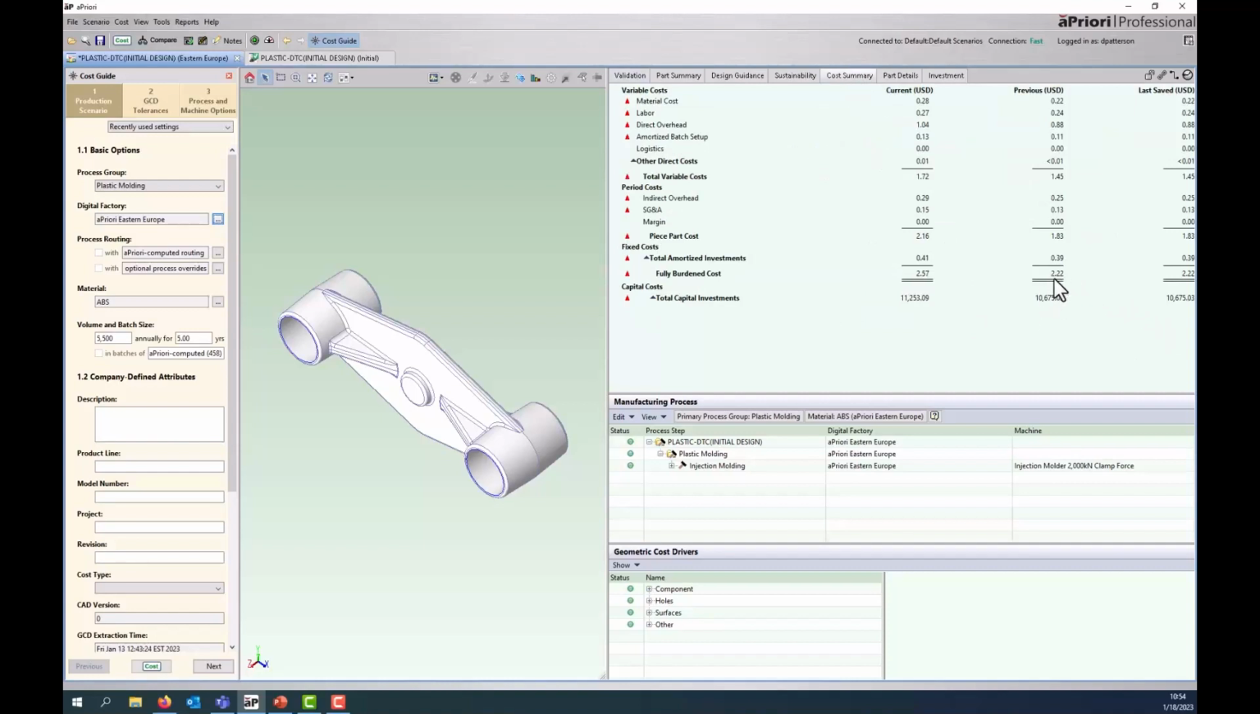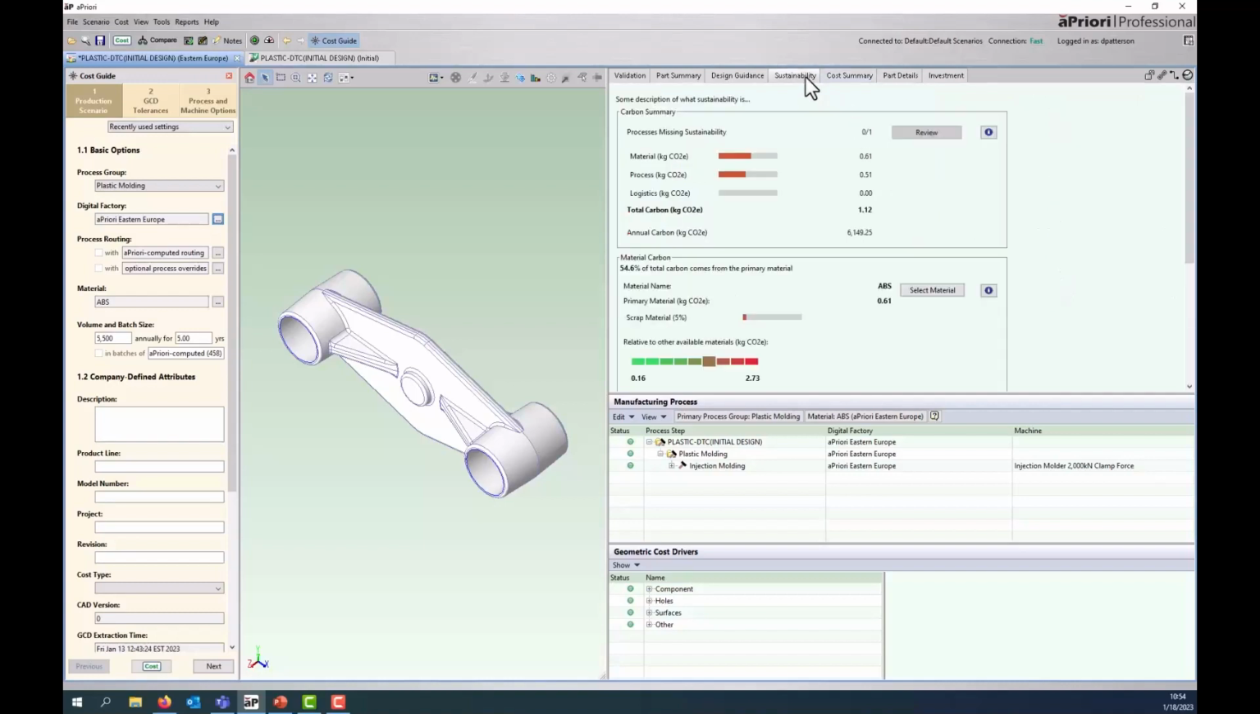We had a change in cost. We went from $2.22 to $2.57. Let's come over and look at the CO2 though. We went from 1.4 kilograms of CO2 to 1.11. So we're moving in the right direction sustainability-wise, but the cost did go up. Let's look at another version and see what would happen if we were to move this to Western Europe. Let's create another scenario, this time for Western Europe, and see what this does for our overall sustainability.